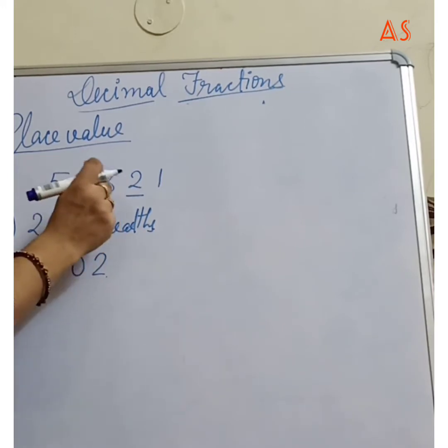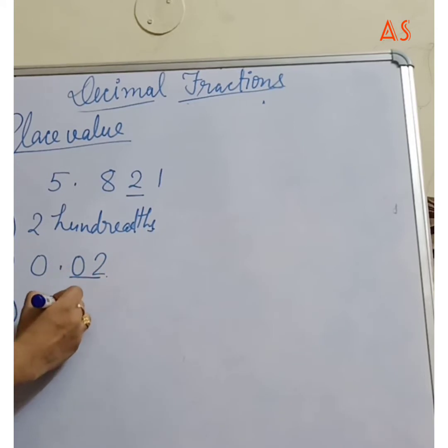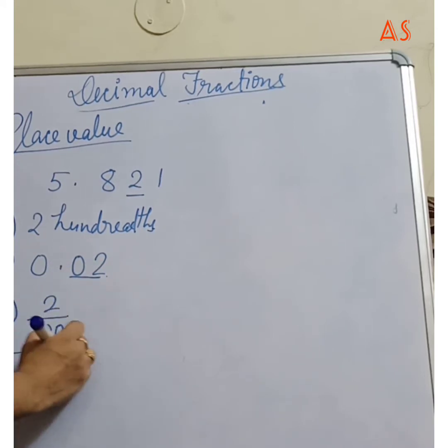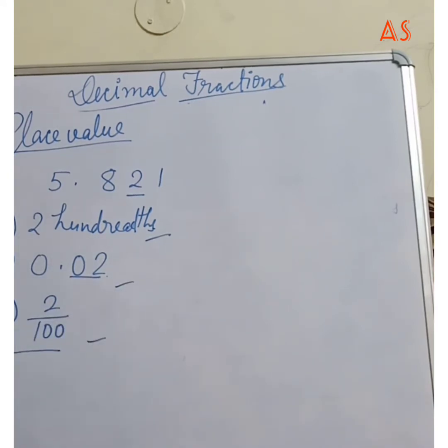And third, there are 2 places before the decimal, so 2 upon 100 you can write. Underline it like this. Any method, 1, 2, 3, any method you can write, that will be correct.